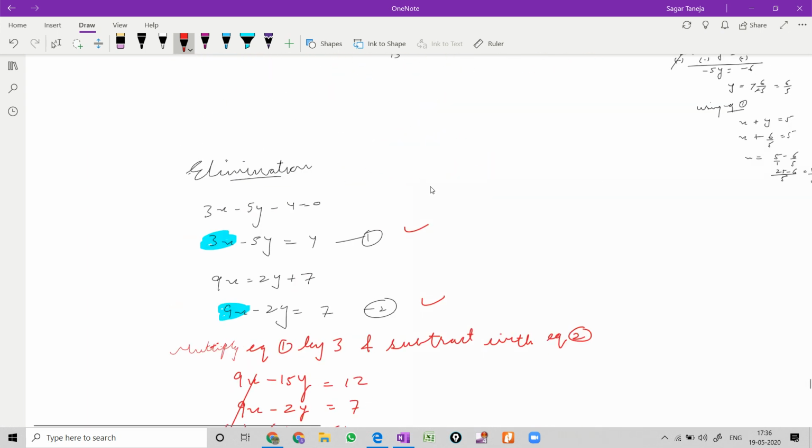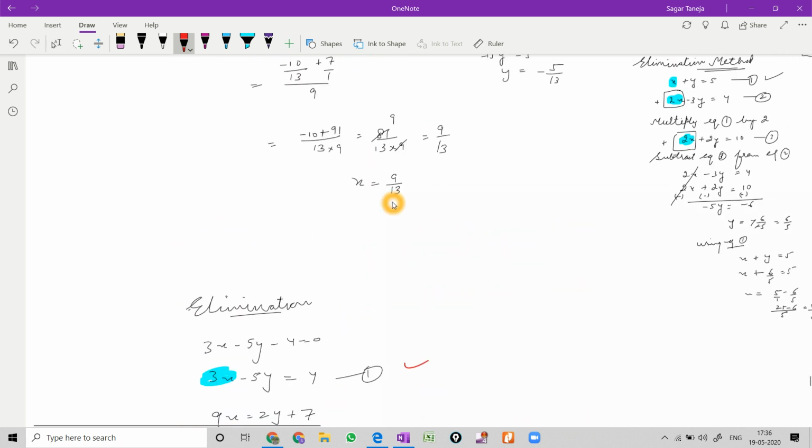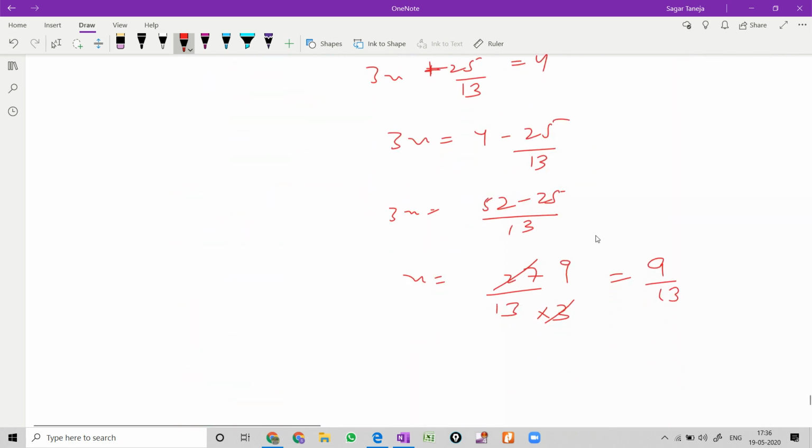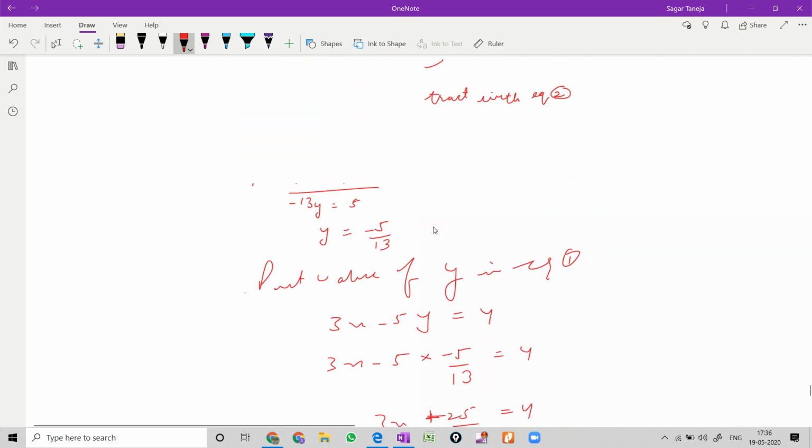Same as the substitution method we have done here. 9 by 13 and minus 5 by 13.